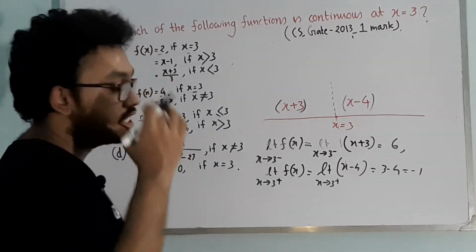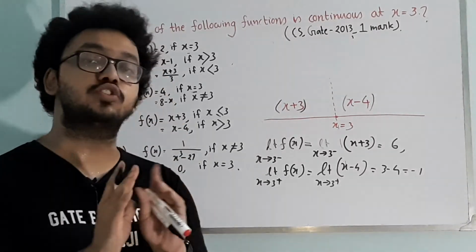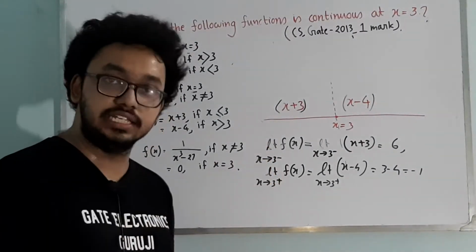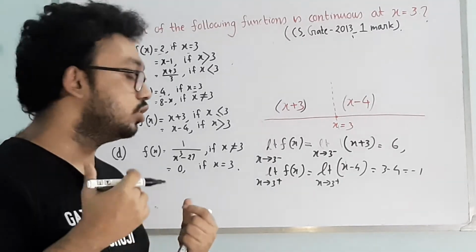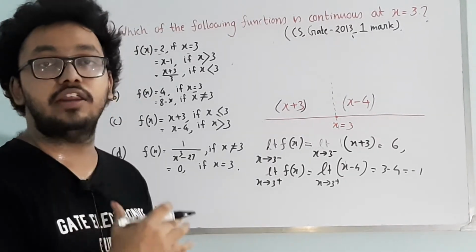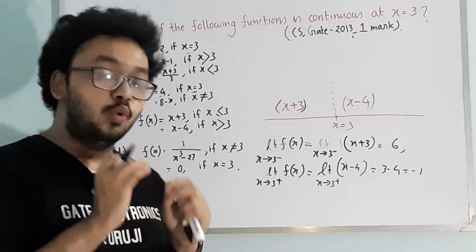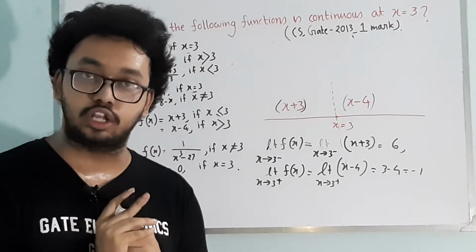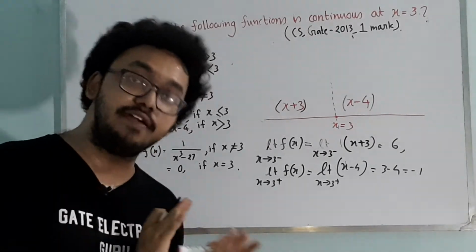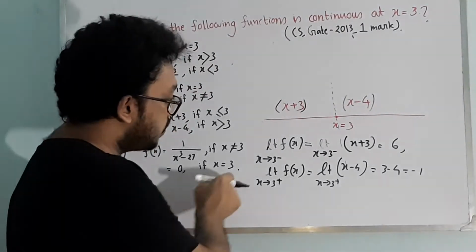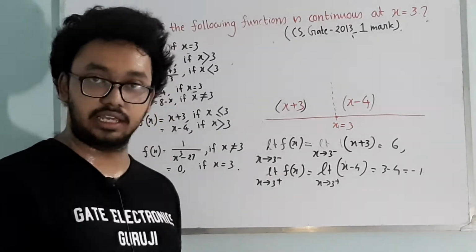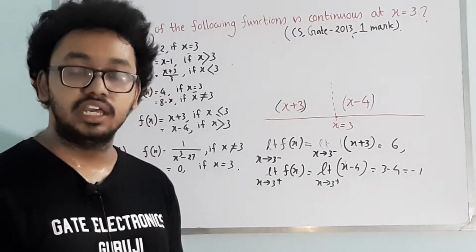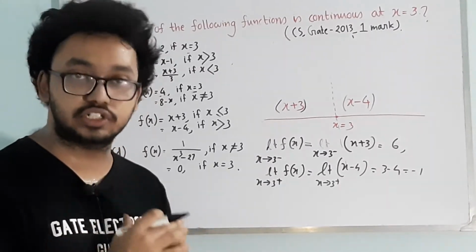Now the condition of continuity is that the limiting value has to be same as functional value. But in this case, limiting value does not exist. So there is no question of asking whether limiting value is equal to functional value or not. We can ask that question if and only if limiting value exists. But in this case, the limiting value is not existing, so there is no meaning of asking the question.